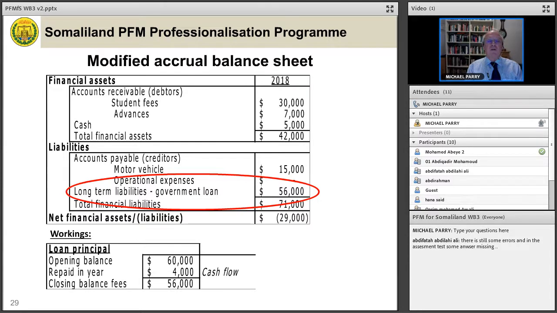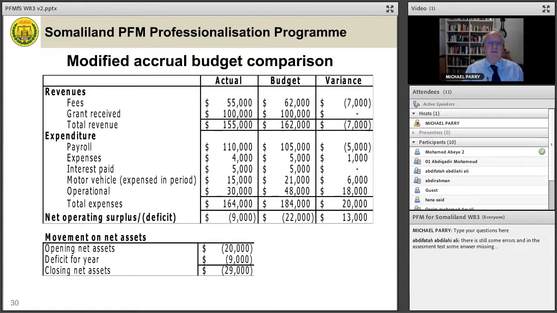And we have a long-term liability of a government loan of $56,000, and you can see how that's calculated in the workings at the bottom of that slide. It's the opening balance less the amount repaid in the year, giving the closing balance of $56,000. And we can produce our budget comparison.